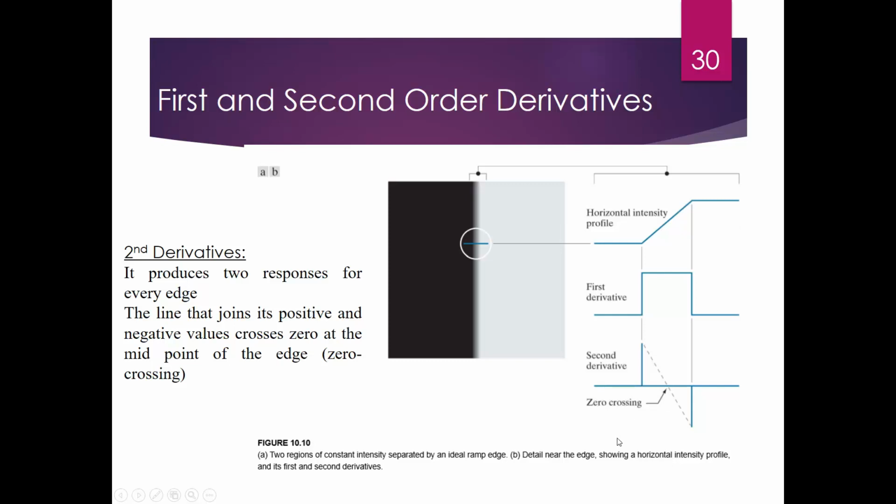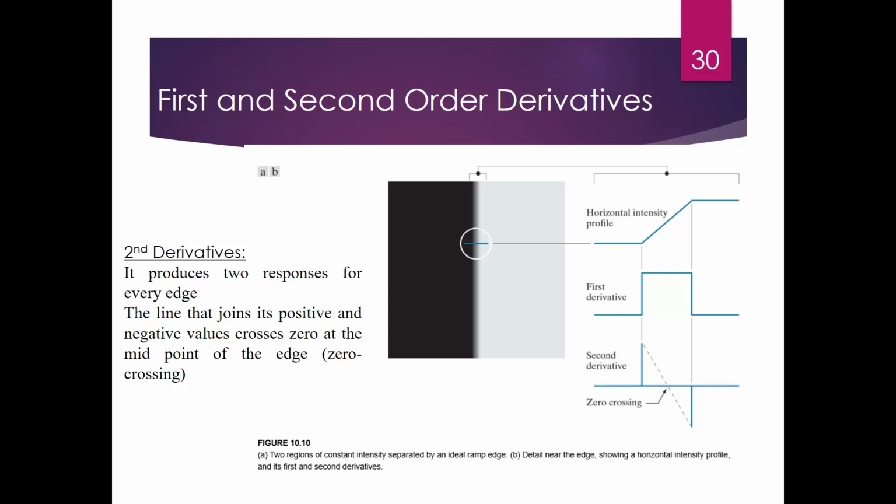The second derivative is positive at the beginning of the ramp and negative at the end of the ramp, and 0 at the point on the ramp and at the point of constant intensity. The sign of the derivative would be reversed for an edge that transitions from light to dark or from dark to light.